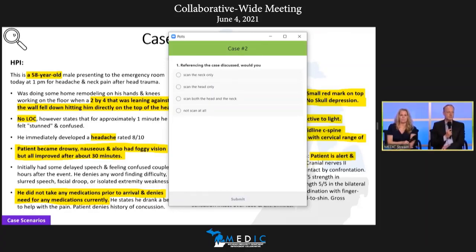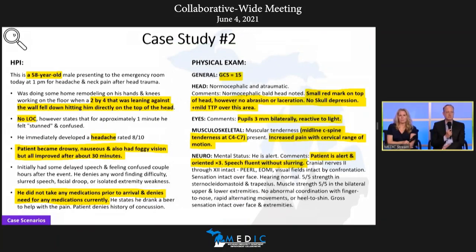I'll just say too, within MEDIC, the evidence basis around the reason to scan the neck is not part of what we are in the business of doing. So we're not going to comment specifically on the evidence of that, but certainly it's part of the question when you're confronting this as a case.